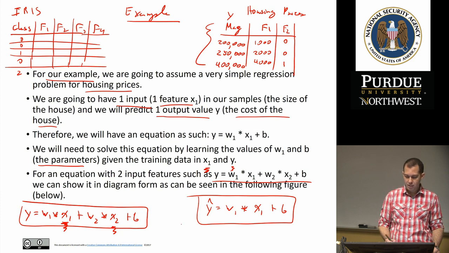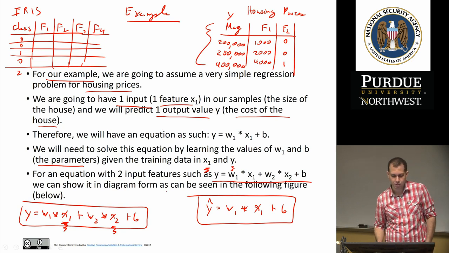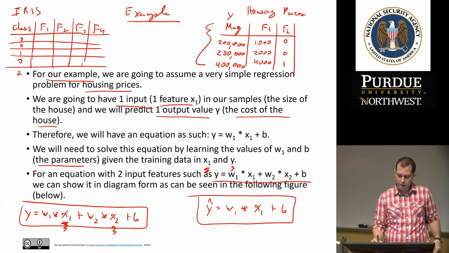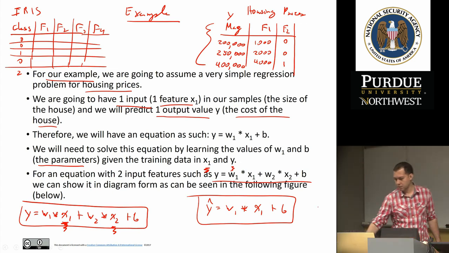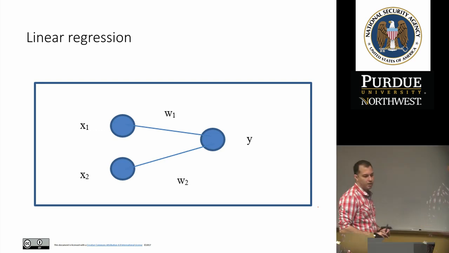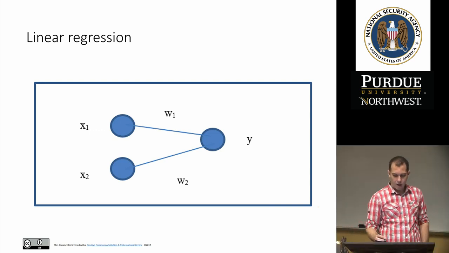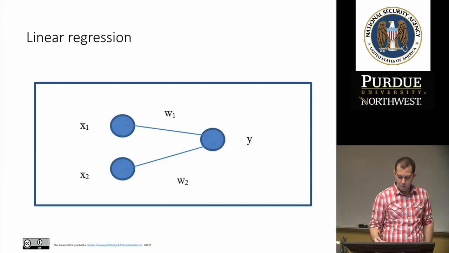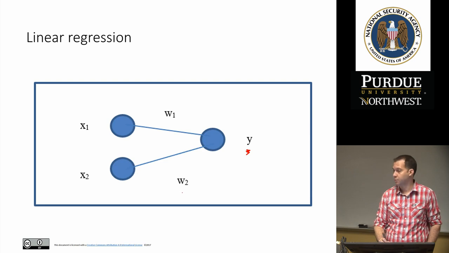As you might imagine, this is how equations can scale from just having one feature to having multiple features. So for an equation with two input features, such as y equals w1 times x1 plus w2 times x2 plus b, we can show it in a diagram form, as can be seen in the next slide. And you can see that here you have the linear regression model. We are predicting the y here, right? And we have two inputs, x1 and x2, and then we have a w1 and a w2 that have to be learned.